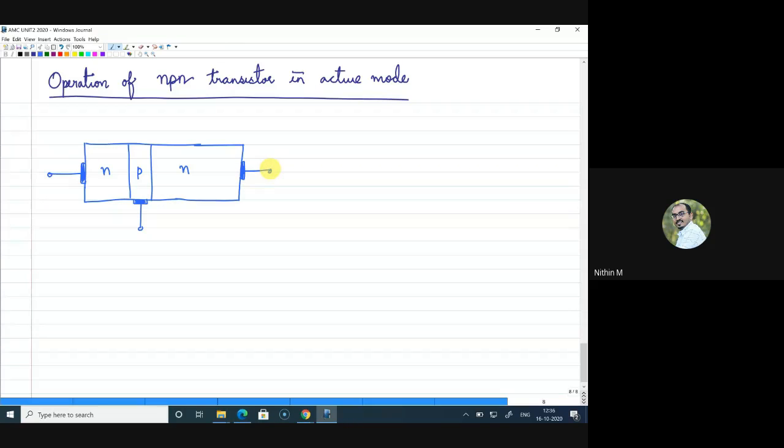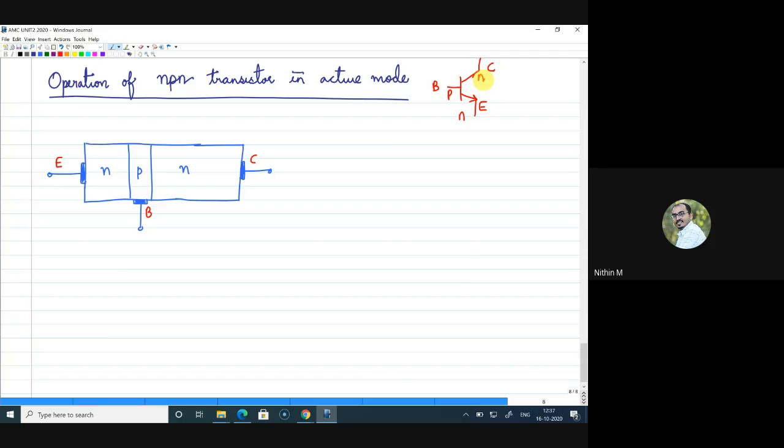To identify the three terminals, we call this the emitter, this is the base terminal, and this is the collector terminal, right? We will look at the symbol again. The symbol of the NPN transistor is like this. This is the emitter, this is the base, and this is the collector, and this is N, this is P, and this is N, right?